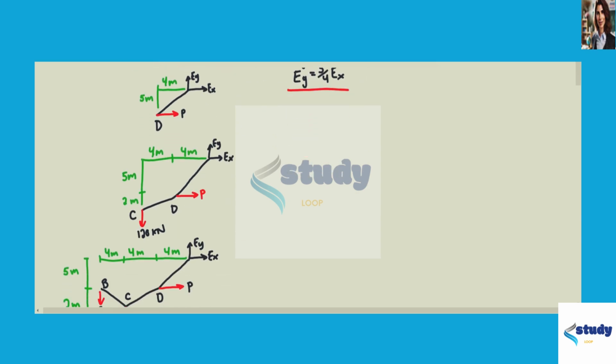Next, we're going to draw a free body diagram from C to E. We again do the summation of moments, but this time around C, set equal to 0. So this will be EY times 8, because there's 8 meters in the horizontal direction between C and E, minus EX times 7, because there's 7 meters in the vertical direction between C and E, and then minus P times 2, because there's 2 meters in the vertical direction between C and D. And again, set that equal to 0.